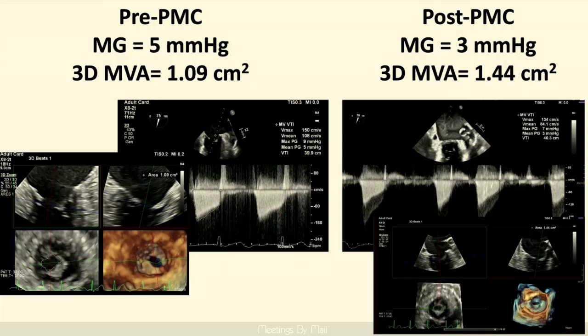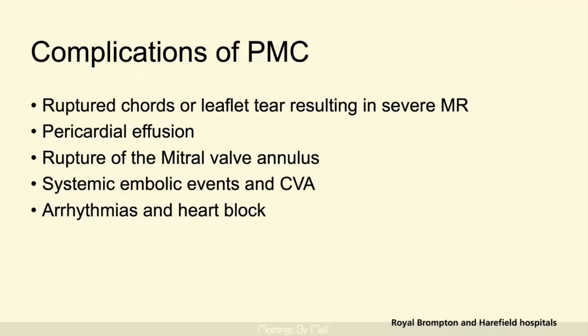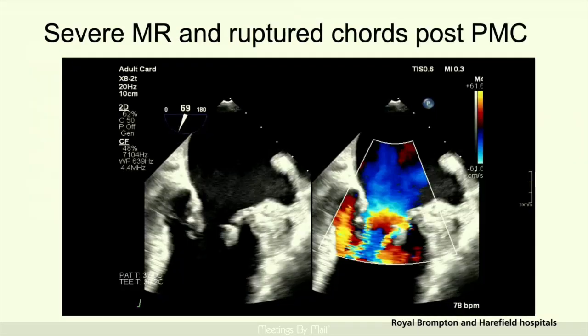And we also then look for complications after the balloon valvuloplasty. So what we look for are ruptured cords, a tear in the leaflet, and this usually results in significant and severe mitral valve regurgitation. Sometimes pericardial effusion can develop from the transeptal puncture or from a tear within the mitral valve annulus. Other complications include systemic embolization and stroke, and also arrhythmias and heart block.